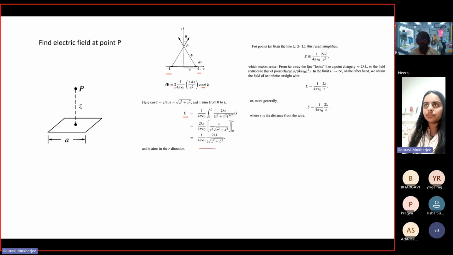So this is how you can try to solve for this question. Till now, we have not solved for this yet. We are trying to solve for this where you have a line from minus L to L, and you want to find the field at point P. So this is what you end up getting. Again, you can do the consistency checks to get an expression at larger limits and see if it is making sense.